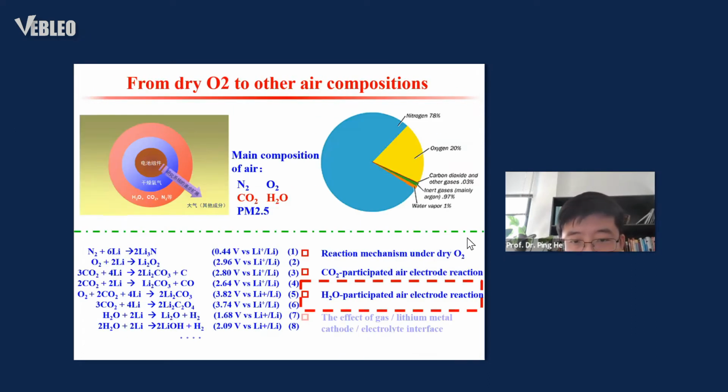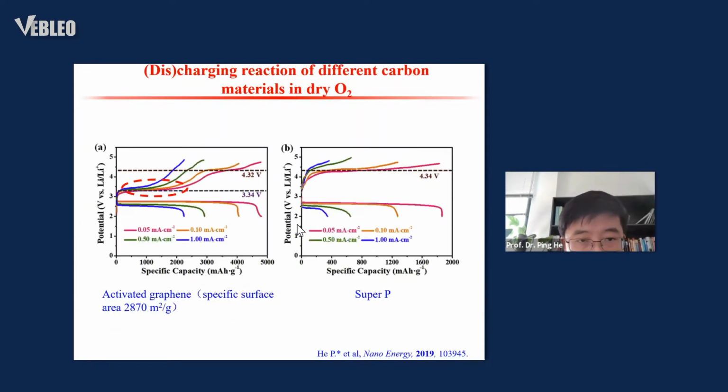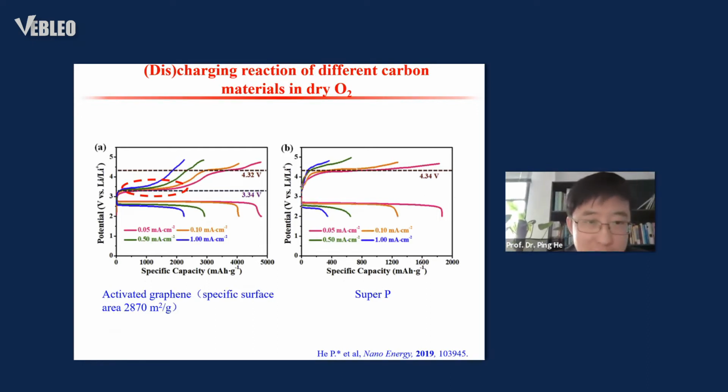After researching the carbon dioxide participated air electrode reaction, we will focus our research on the water participated air electrode reactions. If the cathode has some water on the cathode surface, we use this cathode to assemble the lithium oxygen battery. We can see the discharge and charge curves.